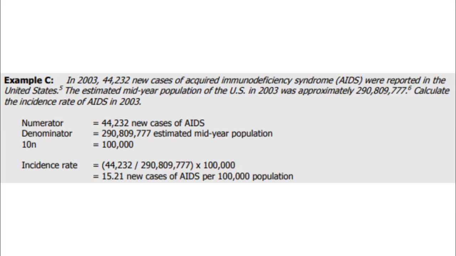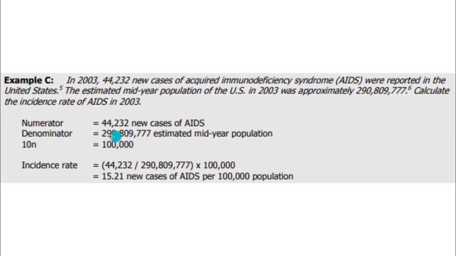In this case, the new cases here would refer to the number of people who have AIDS. So we have 44,232 new cases of AIDS. And then the denominator, take note, new cases. And we need to compare that with the total number of population, which in this case is 290,809,777. And then our factor here is 100,000. So our factor would actually matter, no?